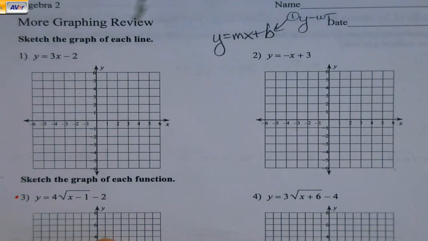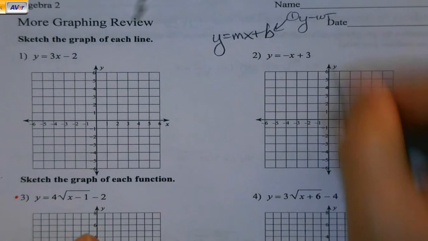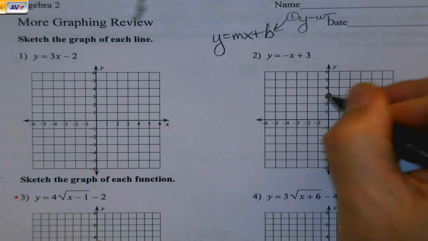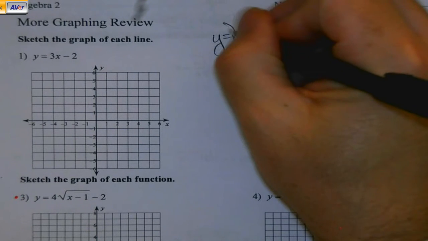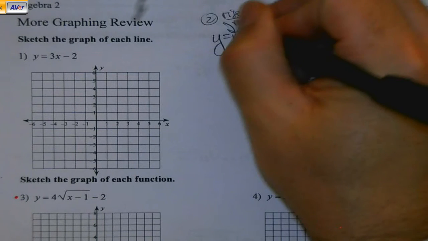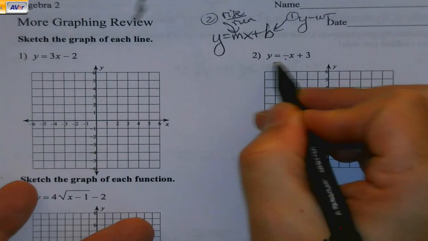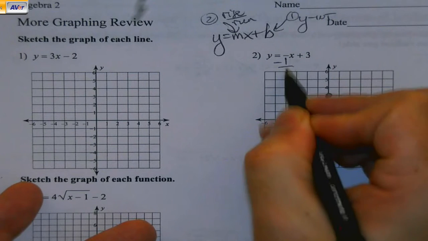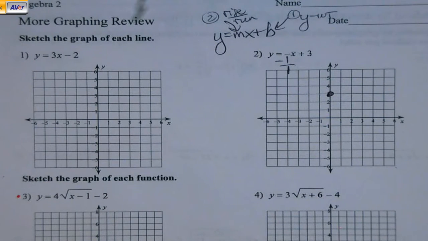So like for instance on number 2, this is my y-intercept. And that first point's going to go somewhere, in this case up at 3 on my y-axis. Then whatever number's in front of x is my rise over run, my slope. If you just see in this case a negative, it means it's going to be negative 1 over 1. If there's no number there, it's just 1 over 1.